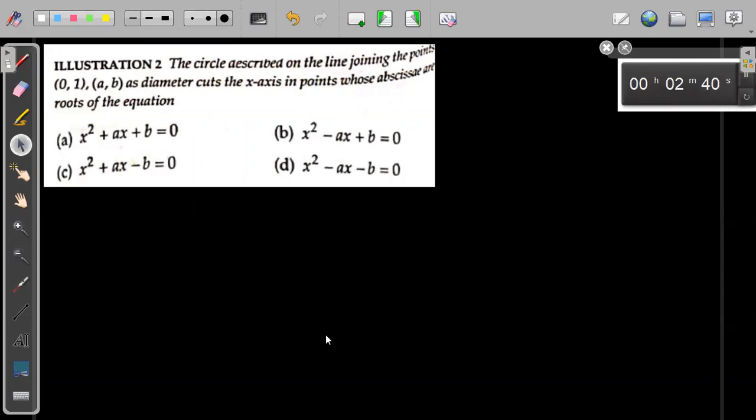Described means formed. Yes, this is described.